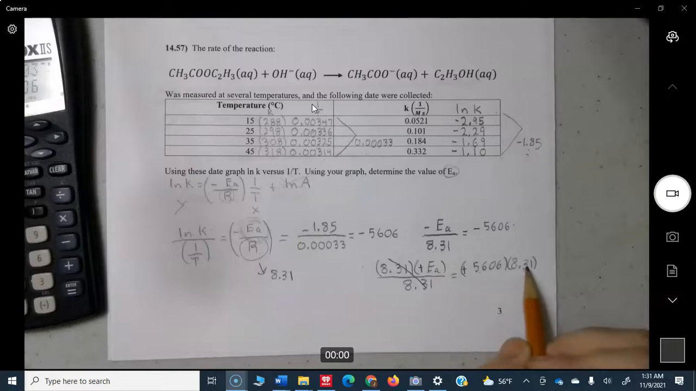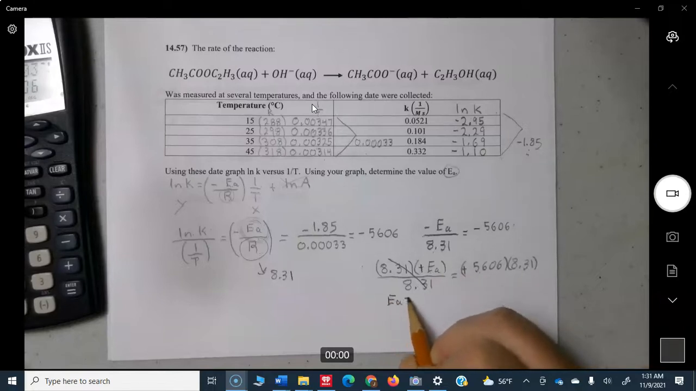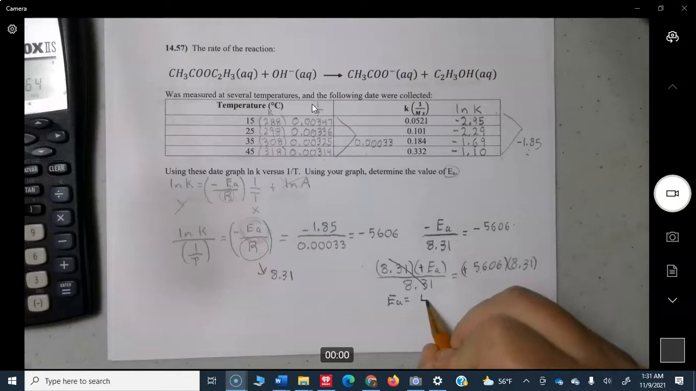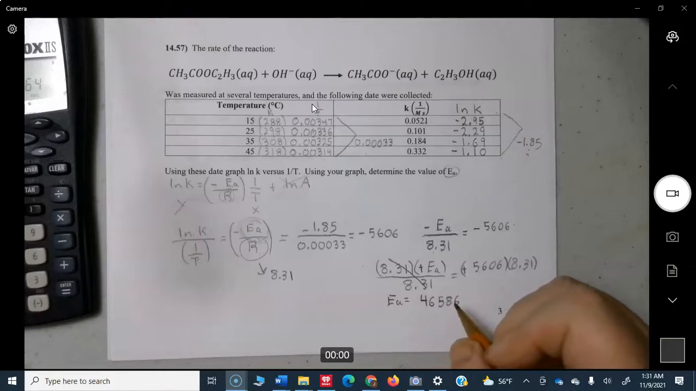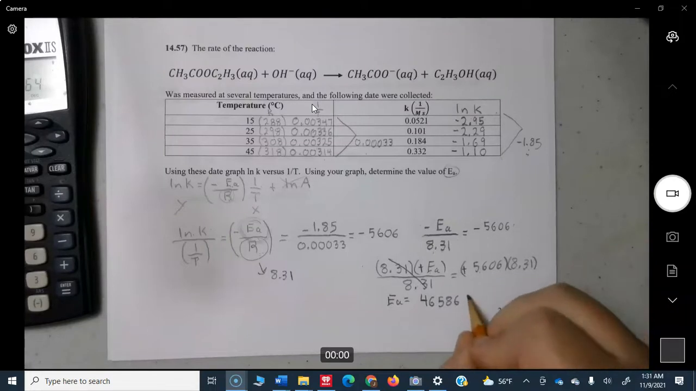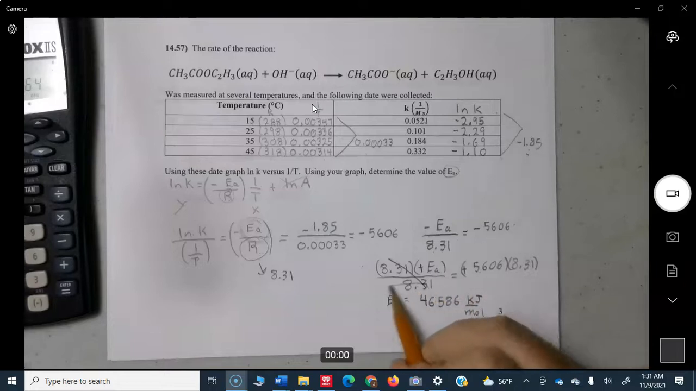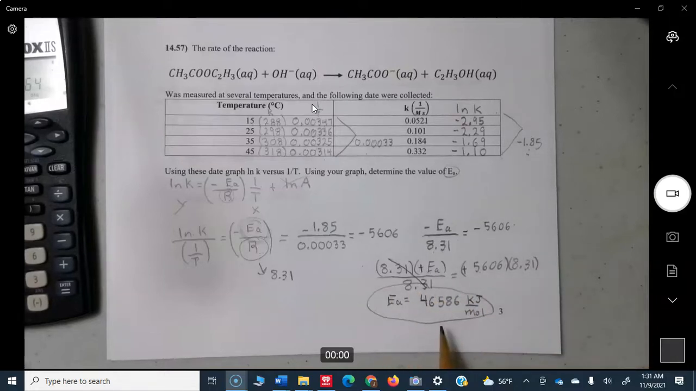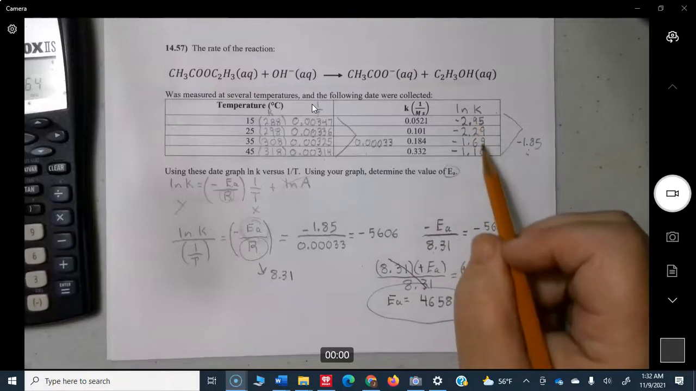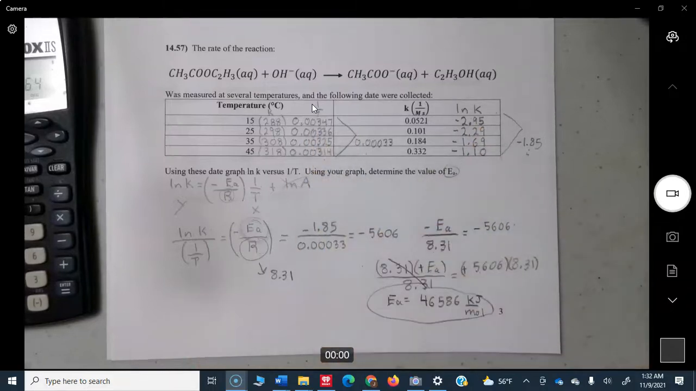Okay, so the EA is going to equal these two numbers multiplied together. And that gives us 46,586. And that is going to be kilojoules per mole of activation energy. That's the activation energy. And that's the final answer. Okay? The book gets a slightly different number. It gets 47,000, but that's close enough. Okay? We're rounding numbers here. I didn't carry these out to the full number of decimal places. So I'm good with that answer right there.